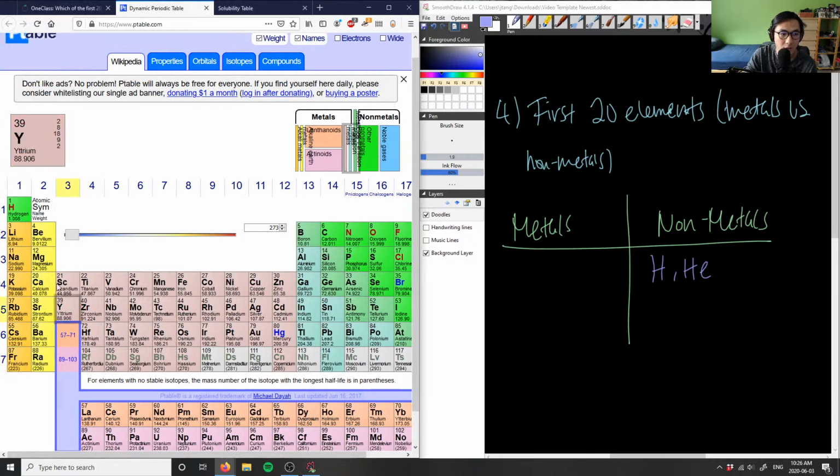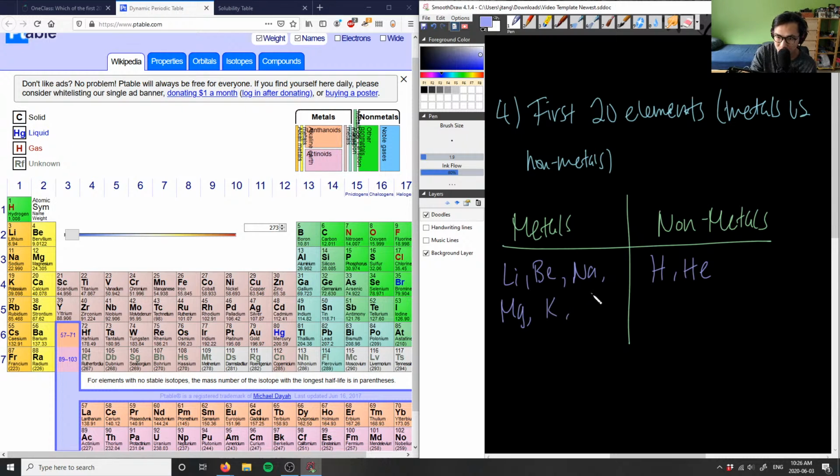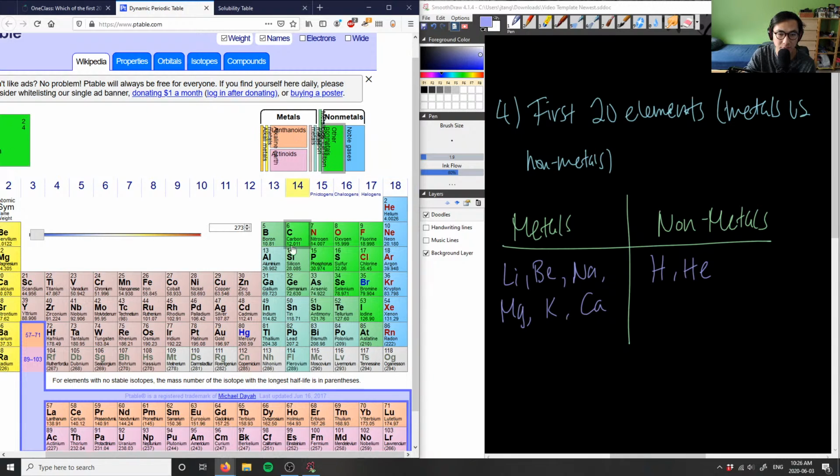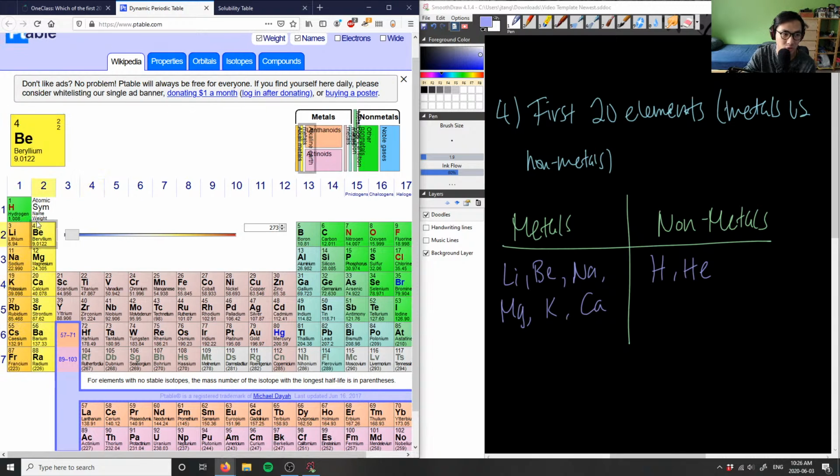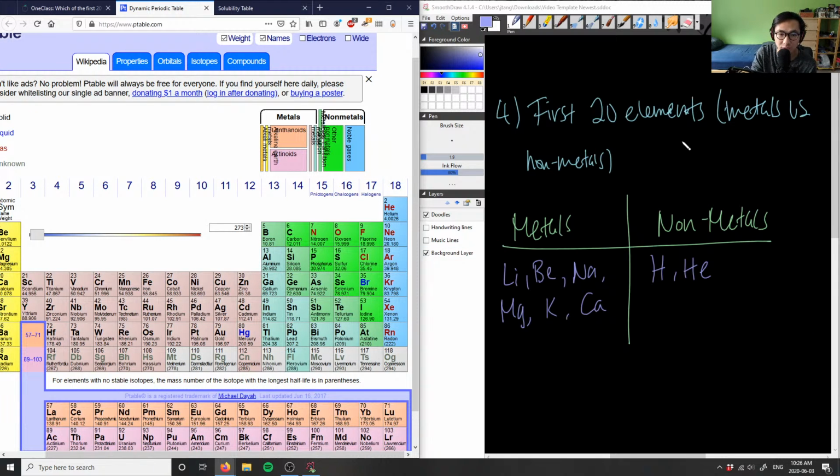Our next two here are lithium and beryllium, and these are indeed metals. You can think of them as metals because they exist on this side. So lithium, beryllium exist here. Sodium, magnesium are also metals, so Na, Mg. And then finally potassium and calcium for 19 and 20. Everything else on this side of the periodic table is a non-metal. Hydrogen is the only exception, because it is a non-metal. So hydrogen, helium, boron, carbon, nitrogen, oxygen, fluorine, neon, and then aluminum, silicon.